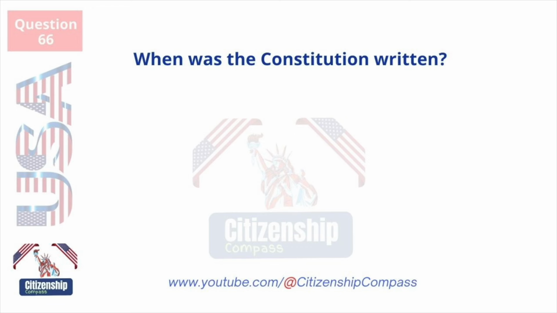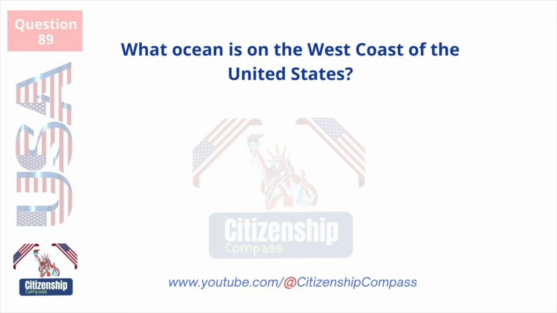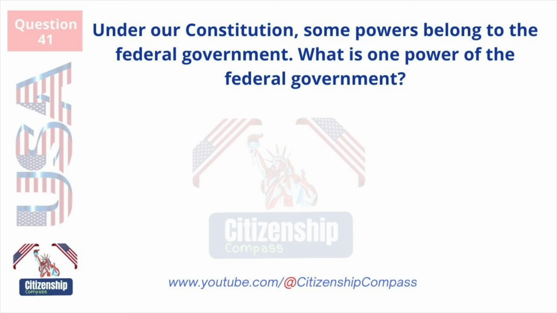When was the Constitution written? 1787. What ocean is on the west coast of the United States? Pacific Ocean. Under our Constitution, some powers belong to the federal government. What is one power of the federal government? To print money.